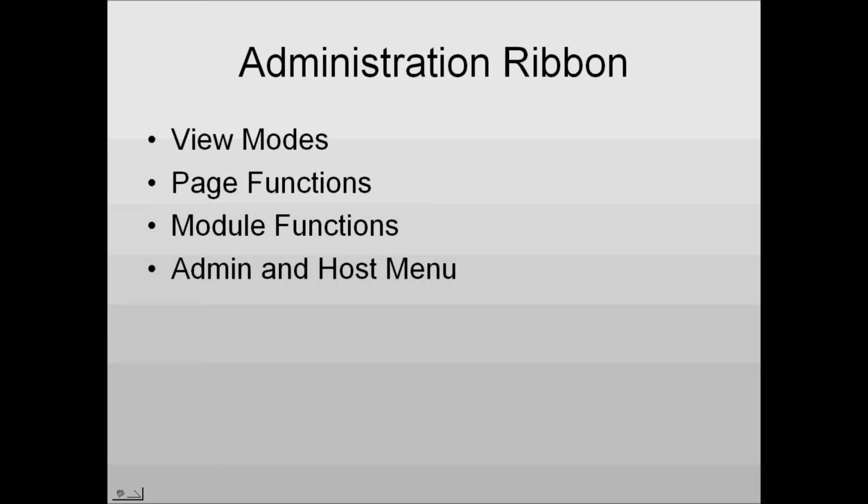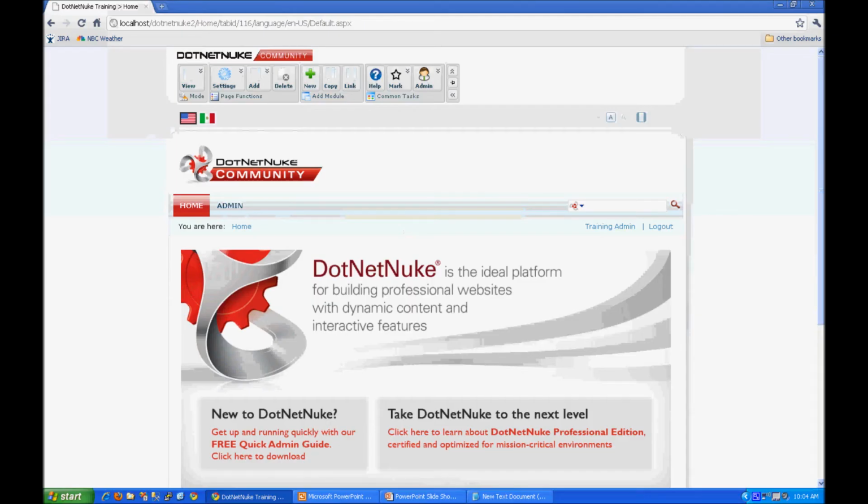So to give you an example of this, let's hop over to our DotNetNuke installation. So here I'm logged in as an admin, and the administration ribbon is this portion at the top of the page. Only admin and host logins can see this. Now yours may not look exactly like mine.